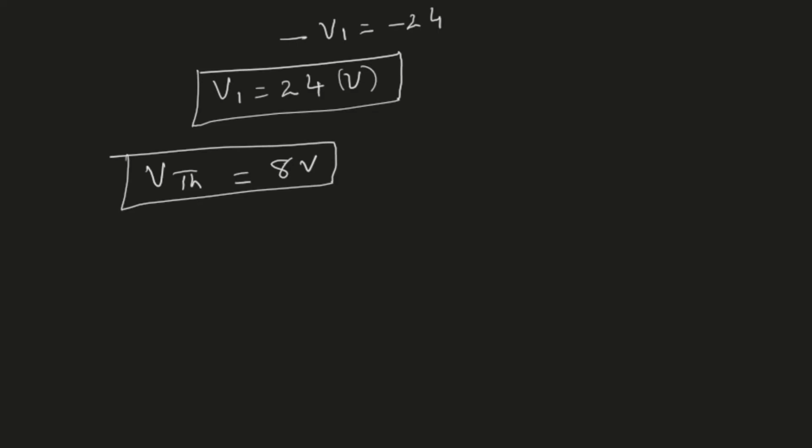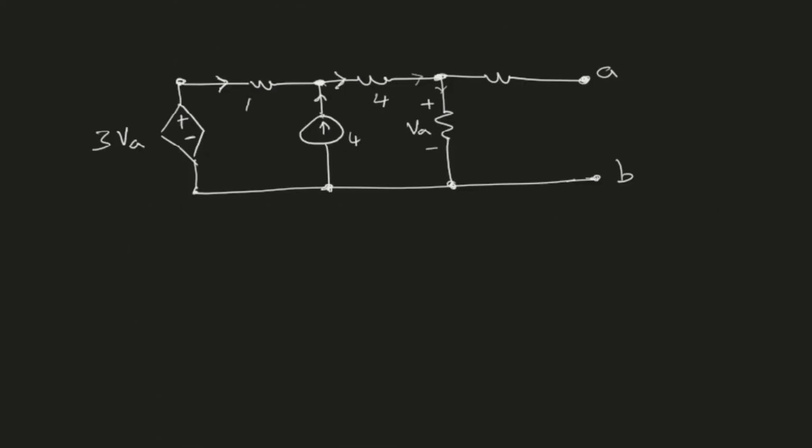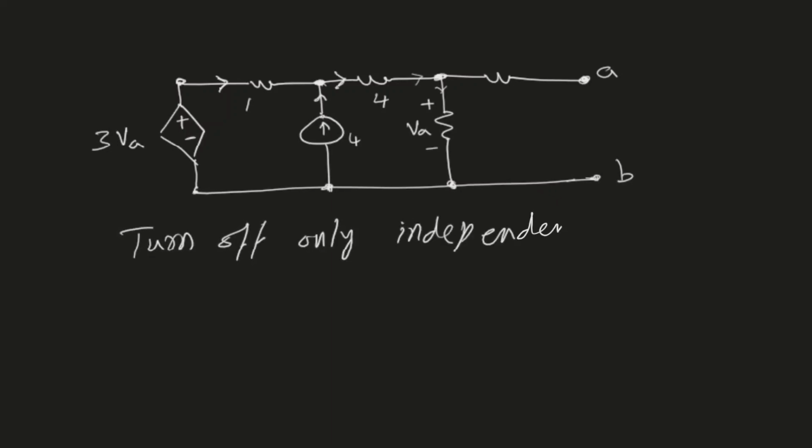The next task is to find the Thevenin resistance. So I have redrawn the circuit over here to find RTH. And to find RTH, we need to turn off all the sources. We need to remember that we will turn off only the independent sources. We cannot turn off the dependent sources because they depend on the voltages or the currents in the rest of the circuit. So those sources depend on other variables in the circuit, therefore we cannot turn them off.